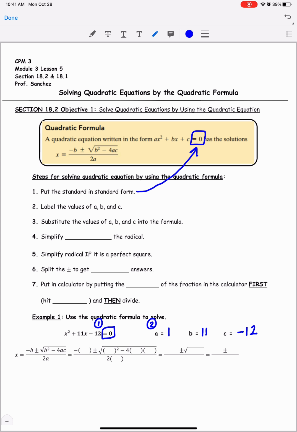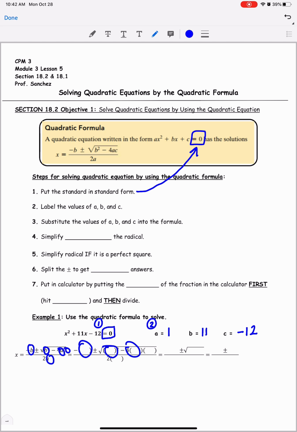3, substitute the values for A, B, and C into the formula. So I have my formula written here, and I cannot stress to you, it's a really good idea every time you're solving a problem in MyMathLab, every time you are solving a problem in your small group packet, anytime you are solving a problem, write this formula down. The more times you write it, the easier it's going to be at memorizing this. So in place of all of these variables, we have blanks right here.